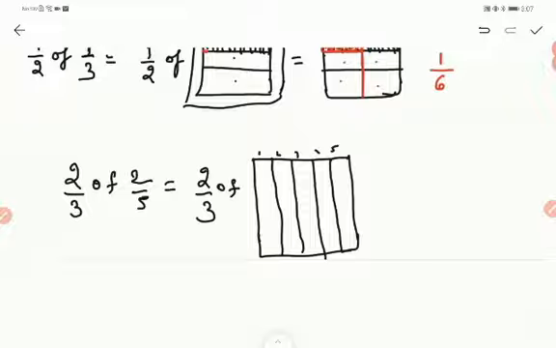And in that what happened? You have 2 regions shaded, right? 2 by 5. So 2 regions will be shaded. So I will shade this region, and also this region.